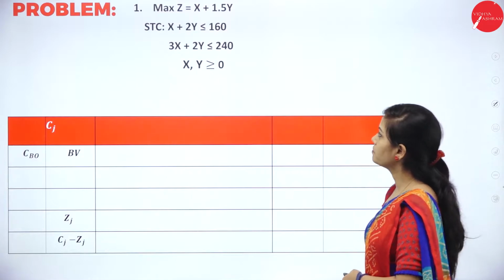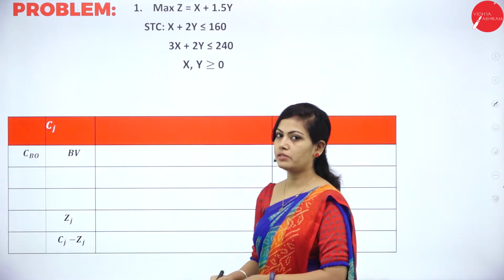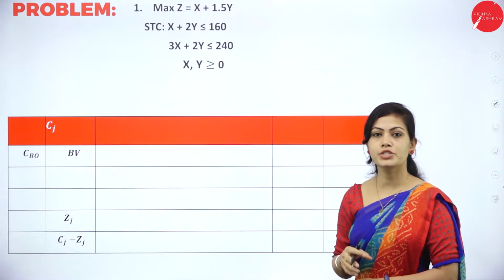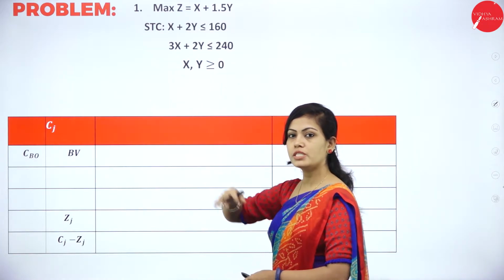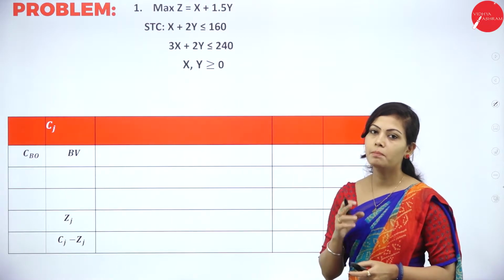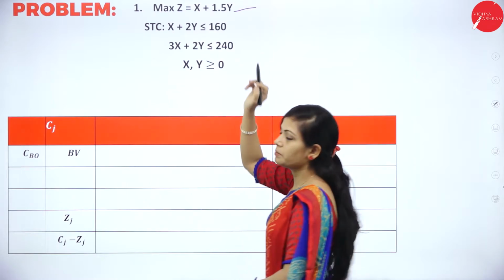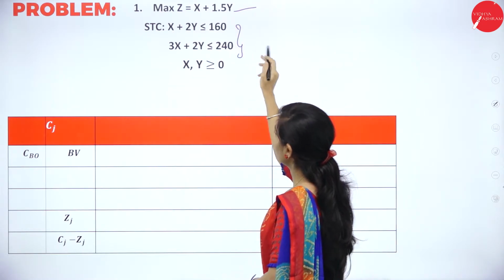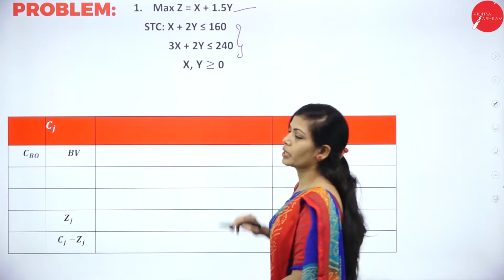So, first problem. In the last session, I discussed the standard format, right? First you have to check whether it is a maximization or minimization problem. If it is minimization, you just convert it into maximization by multiplying by minus 1. So first observe whether it is maximization or minimization. Then you just see the constraints. Here we have two constraints, less than or equal to, less than or equal to.